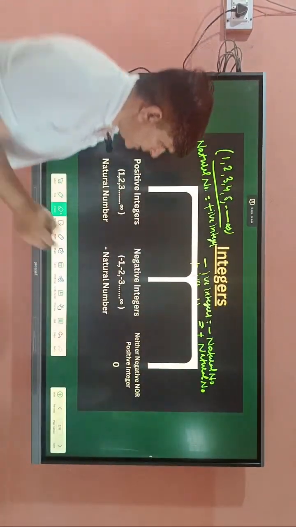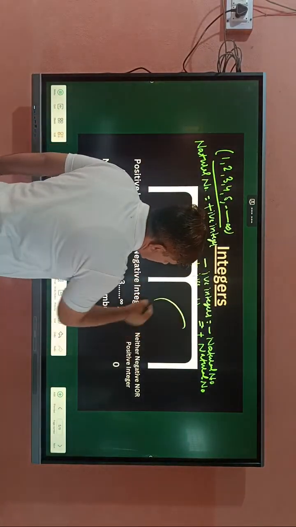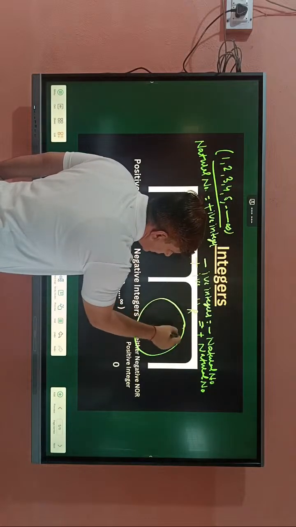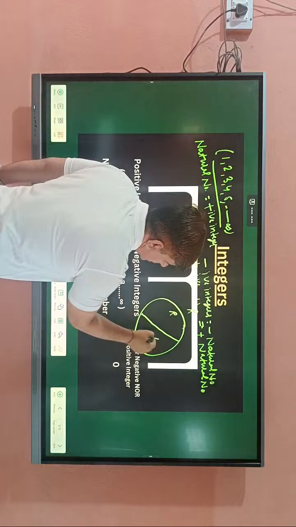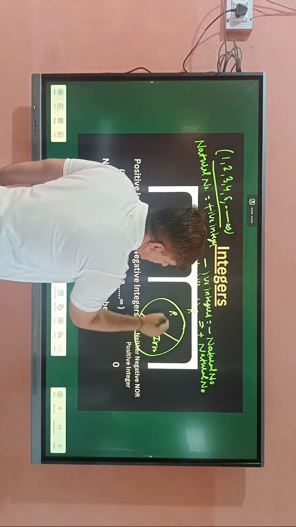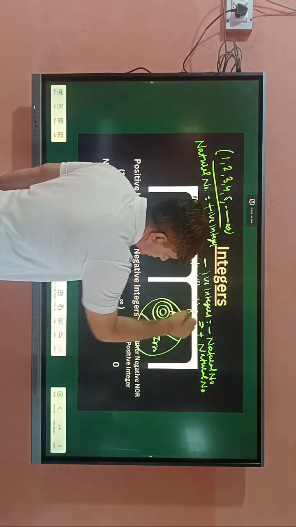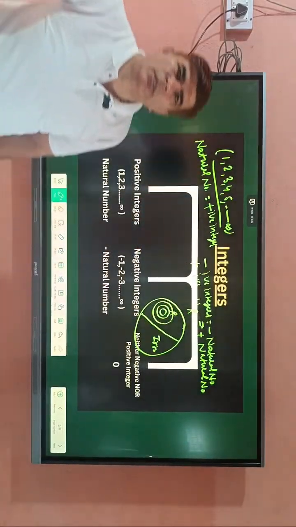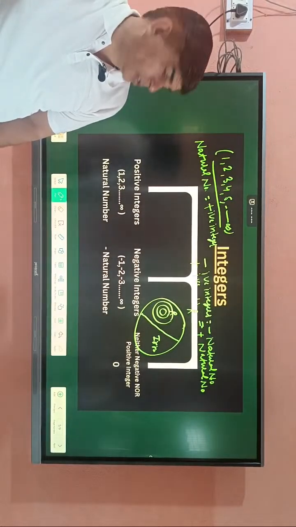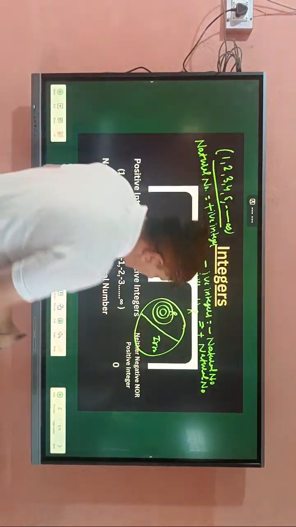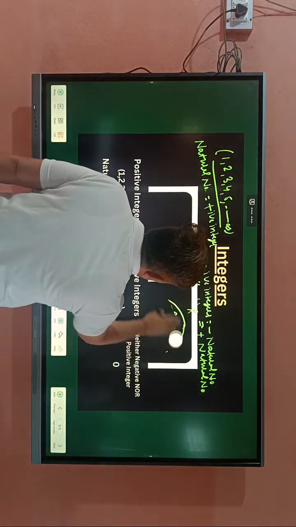Understood or not? Yesterday I told you this is a bag of real numbers and it divides into 2 parts. This is rational number and this is irrational number. So these natural numbers, whole numbers, integers lie in this part. So they are not irrational. Understood? So some more definitions we will take.